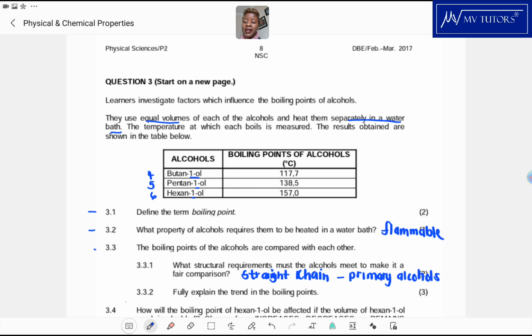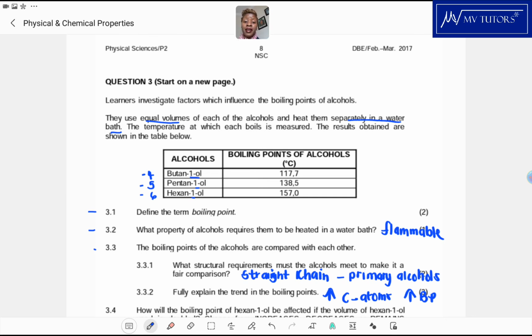Now they say fully explain the trend in the boiling points. Okay, so as you can see, the more carbon atoms you have, the higher the boiling point. Okay, that is what we're seeing. We have more carbon, it increases. You have butanol, you have pentanol, you have hexanol, and at butanol it's 117, pentanol 138, hexanol 157. So the more carbon atoms you have, or the longer your carbon chain gets, the higher your boiling point.